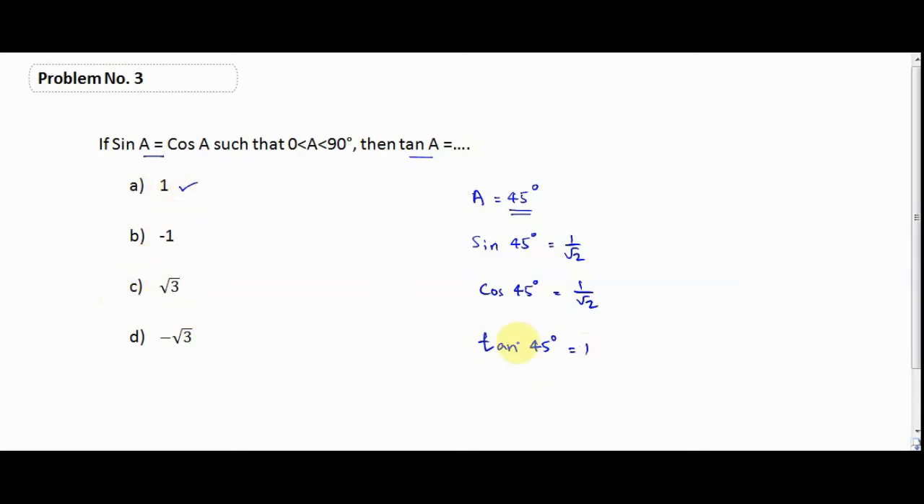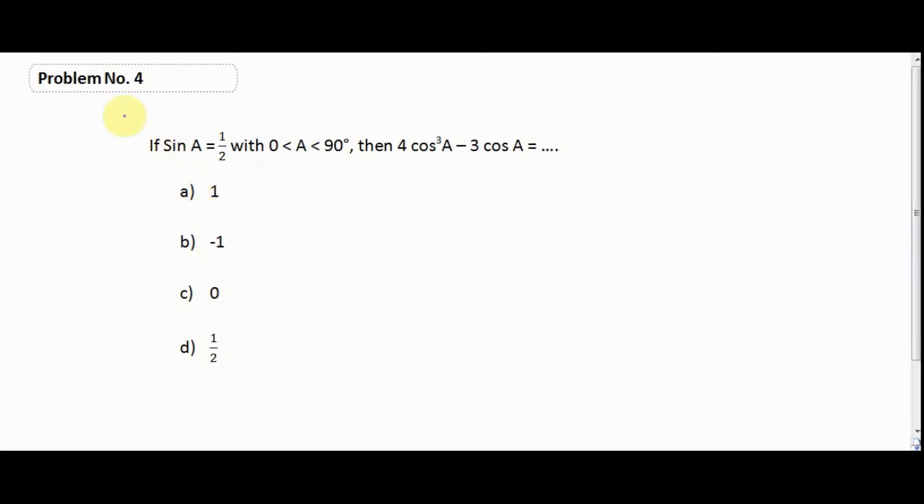Now let's see problem number 4. If sin A is equal to 1 by 2 with A belonging to the interval 0 to 90 degree, then 4 cos cubed A minus 3 cos A is equal to. You may pause the video and try to solve this by yourself. Now let's check the solution.